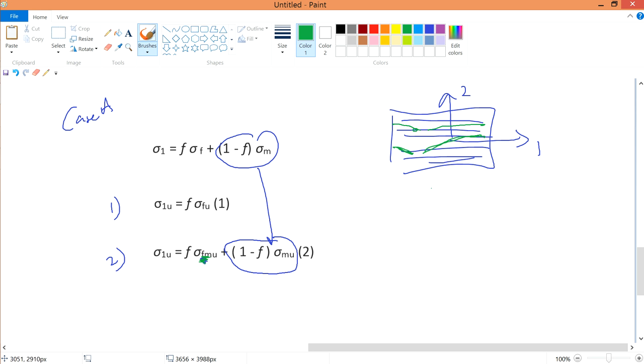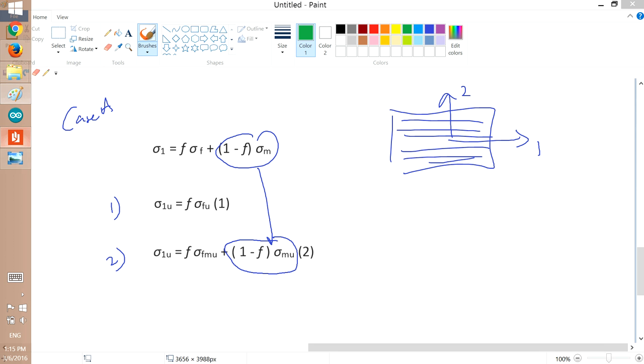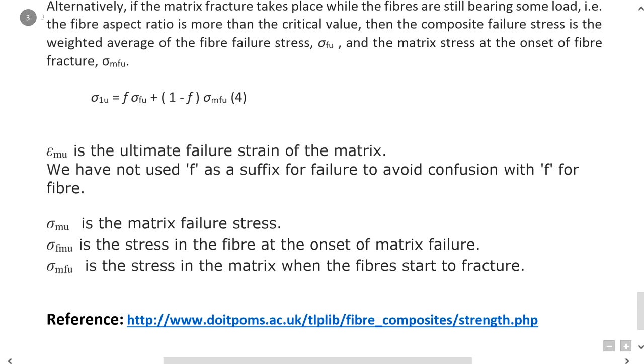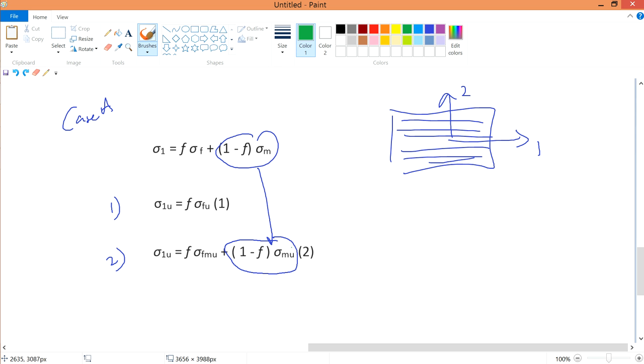The broken fiber, as compared to the normal fiber, is different already, right? Because the broken fiber is weaker, and therefore it will contribute to a weaker composite, so you need to know this. So this stress FMU is actually the stress in the fiber at the onset of matrix failure. Do take note that this is also when the matrix starts to crack. Okay, so hopefully this is pretty clear.